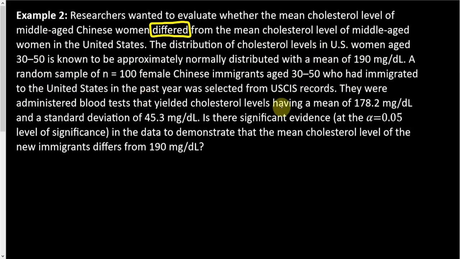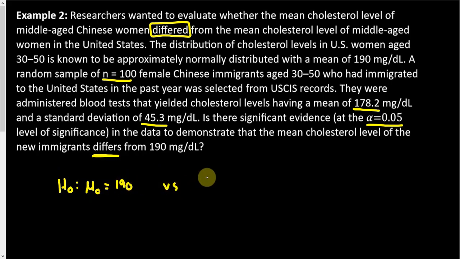They were administered a blood test, and we found the mean to be 178, and we got a standard deviation of 45. Okay, so let me try to highlight our important information. Sample of 100, average there is 178, and our standard deviation is 45. Now we're going to use an alpha of 0.05, a 5% level of significance, and we want to see if the cholesterol level is different or not. So what are they claiming? The null hypothesis here is that the average cholesterol level of the Chinese women is the same as American women, which is 190.